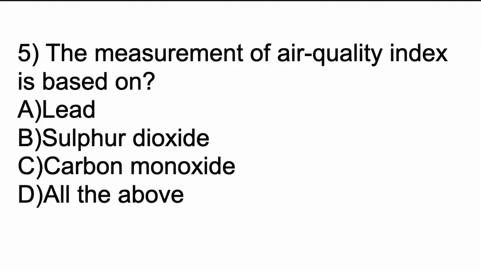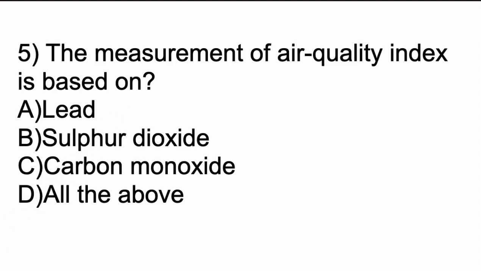Now coming to the fifth question, the measurement of air quality index is based on. Option A lead, option B sulfur dioxide, option C carbon monoxide, option D all the above. So all these are used for measuring air quality index. So all the above is correct.